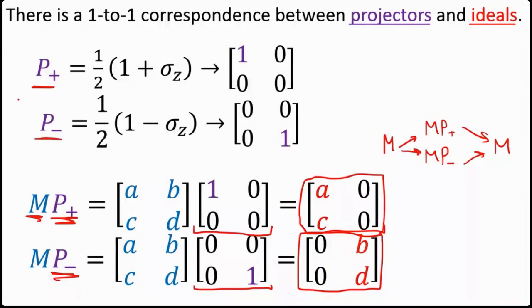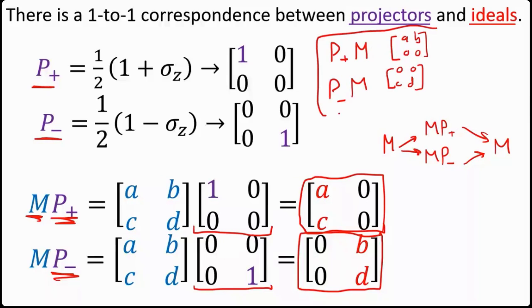The P plus is both a left and a right ideal, though, right? Yeah, so if I were to multiply on the right instead, I would get this. And if I do P minus and multiply on the right, I get this. So they can create left ideals or right ideals. It depends on what side you're multiplying. When you multiply from the left, you get left ideals. If you multiply from the right, you get right ideals.